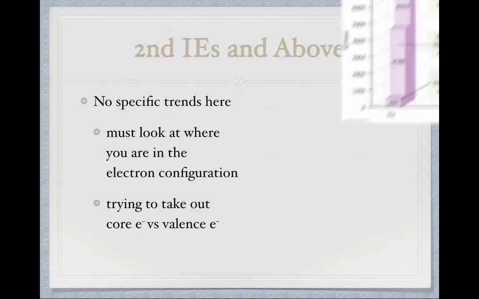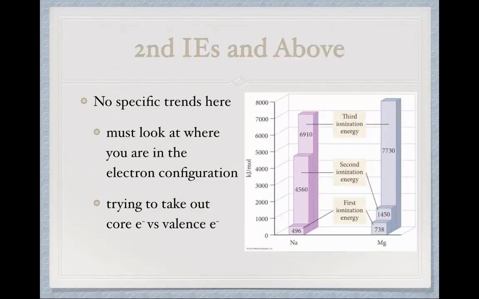Let's compare sodium and magnesium here. So we see with sodium, removing that first electron is relatively much easier than trying to remove that second electron. And this is because our first electron in sodium is a valence electron. That second electron is a core electron, and it really doesn't want to go.